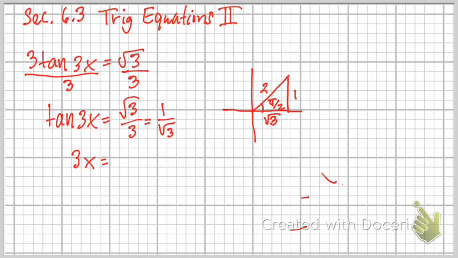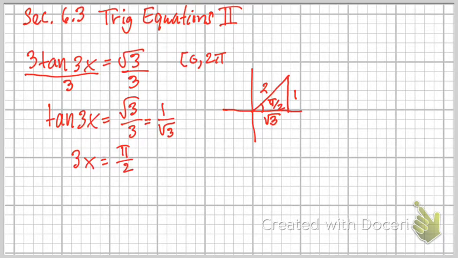Now for these directions, they want from 0 to 2 pi. So it's just something for us to think about as we go through these problems. So this tells me then that that first answer would be pi halves.